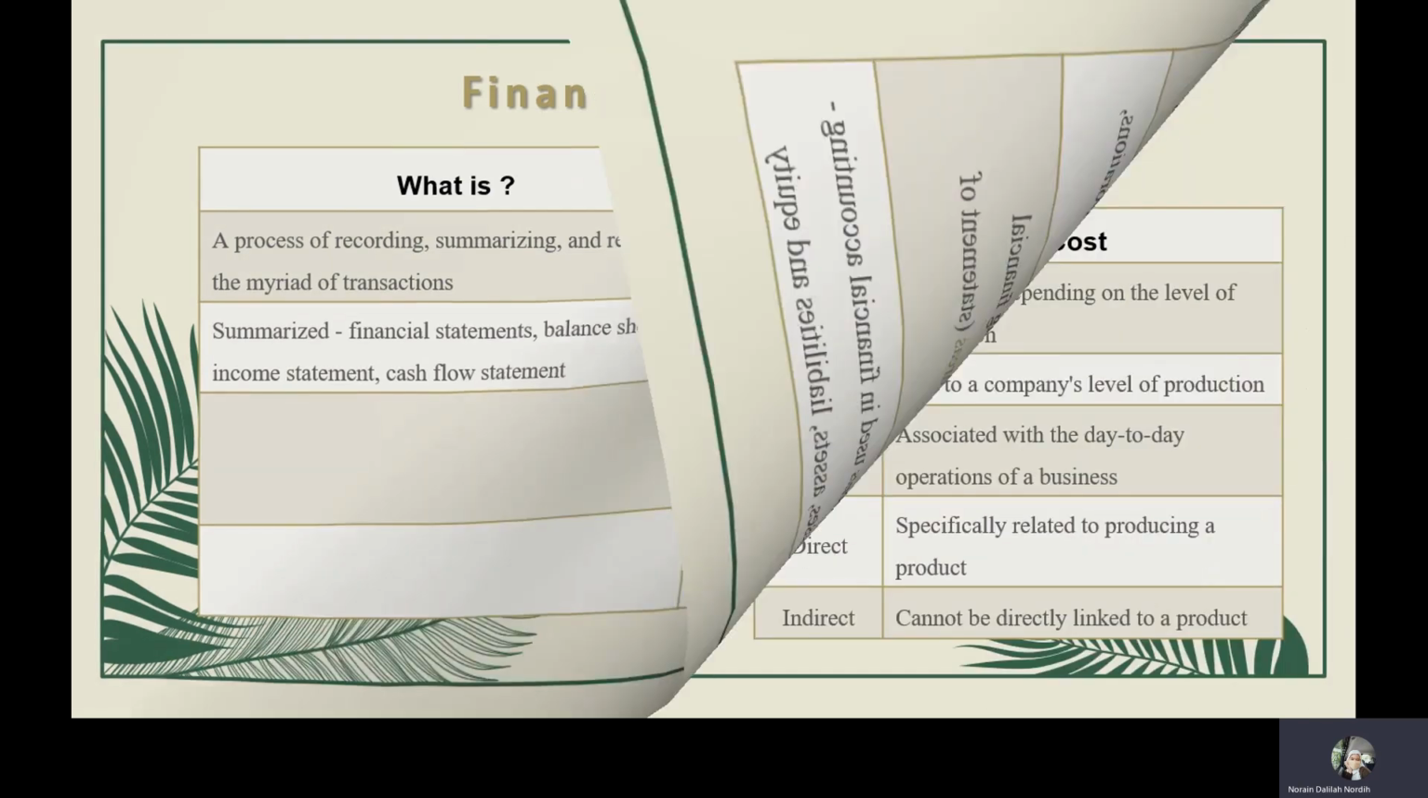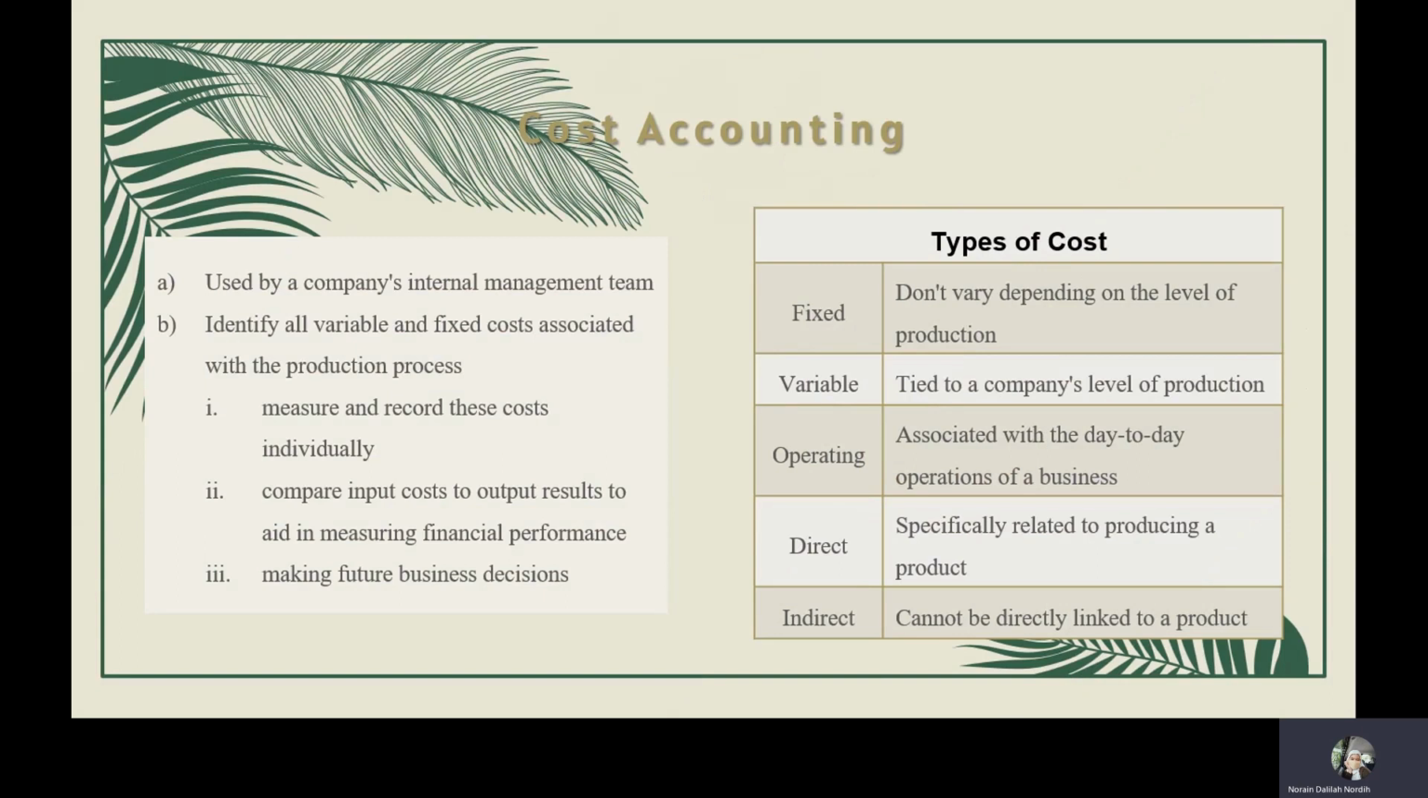Second, define cost accounting. Cost accounting, for short I will pronounce as CA, is used by a company's internal management team. It also identifies all variable and fixed costs associated with the production process. The first process is to measure and record these costs individually. Second, compare input costs to output results to aid in measuring financial performance. And the last is making future business decisions.